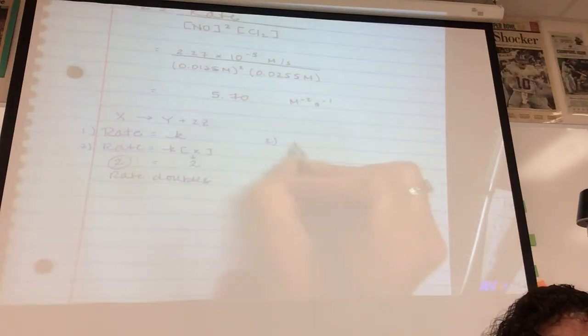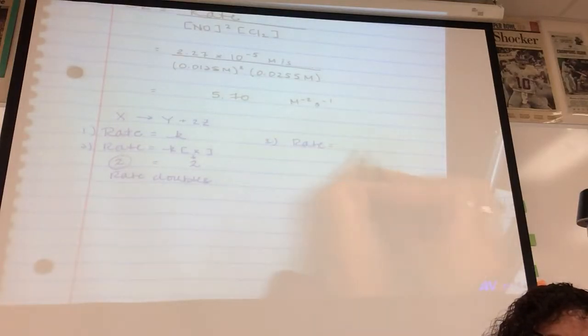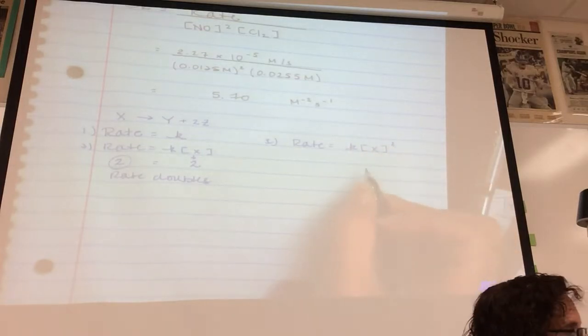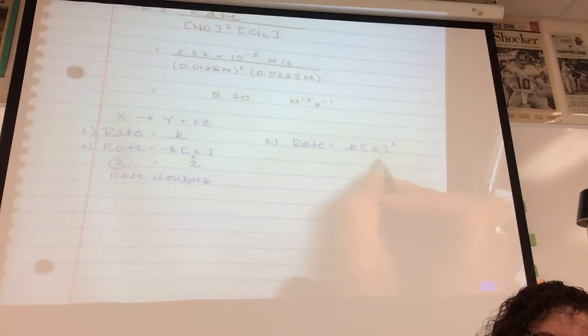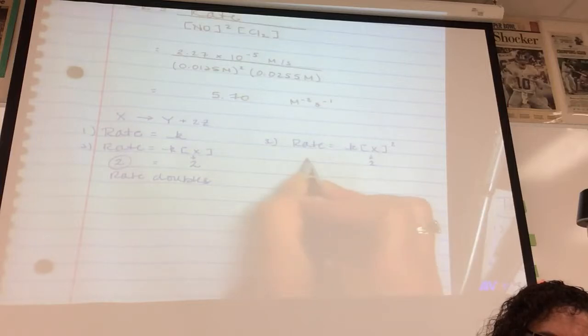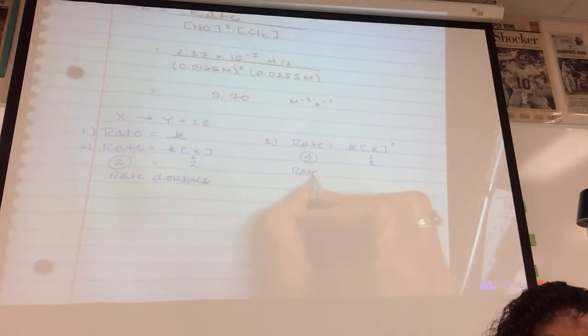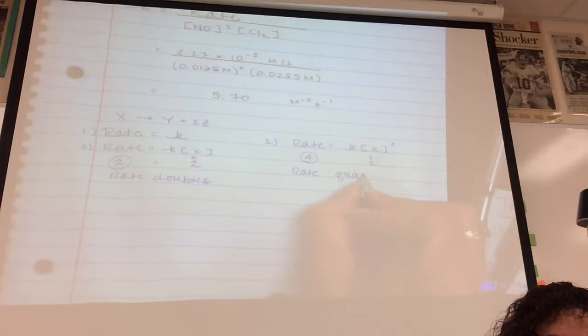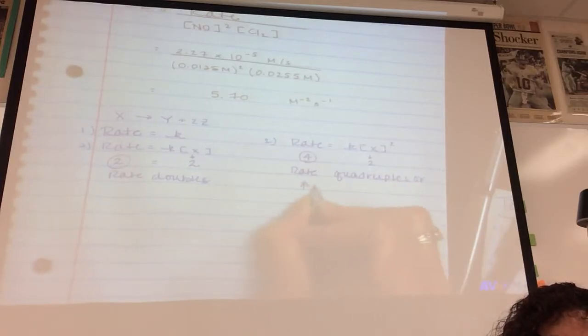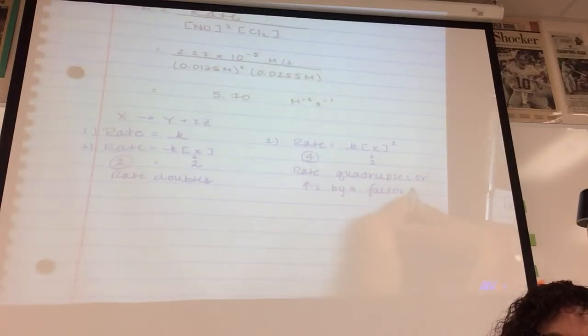If you have second order and you have rate is equal to k times the concentration of x squared, if you double x, what happens to the rate? It quadruples, right? So the rate quadruples, or increases by a factor of 4.